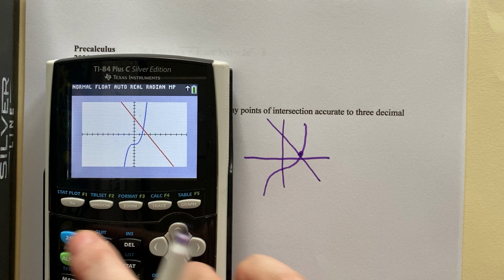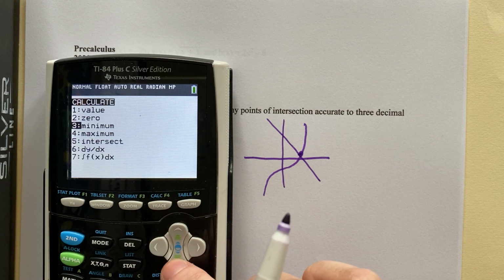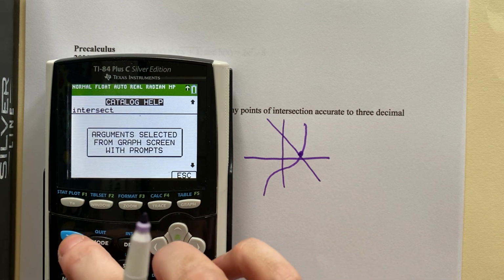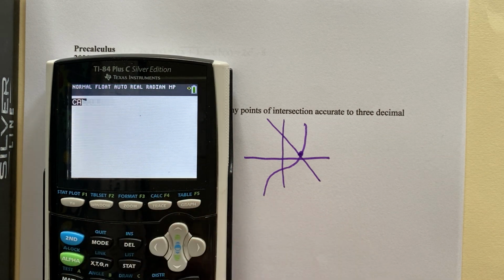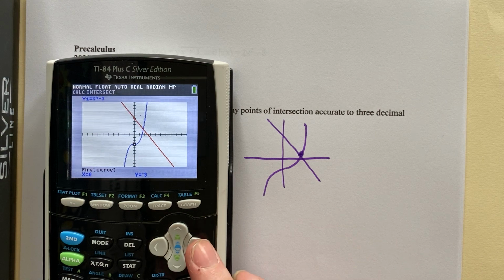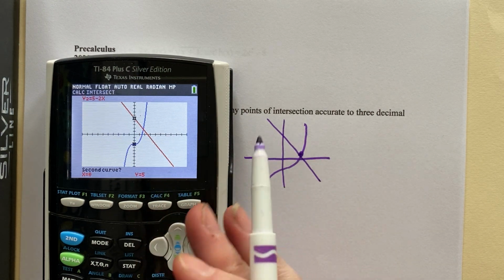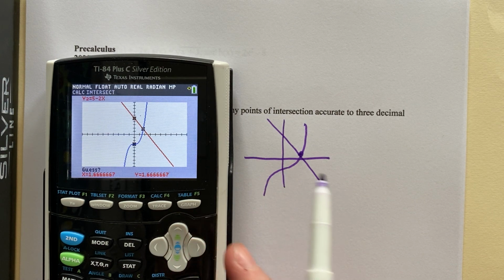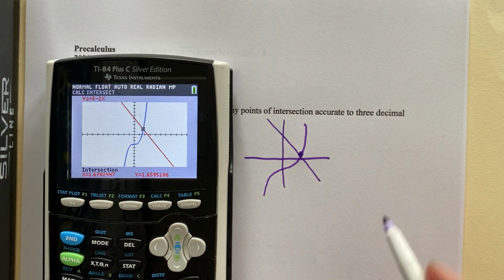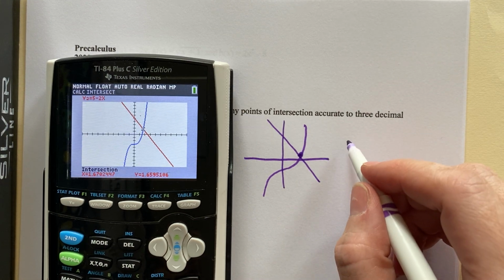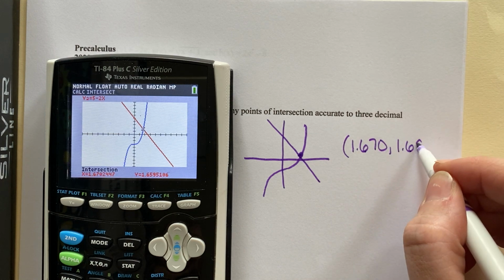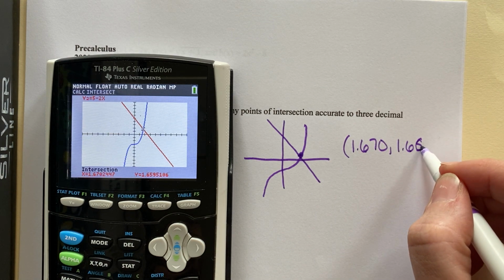So to do that, we're going to go to second trace, intersect, which is number 5. It's going to say first curve, so just hit enter. Second curve, it should automatically bump you to the second line. Press enter, and then guess, just move your cursor close to where they cross. And we're going to get a decimal, so we're going to round to 3 places. So that's 1.659, but that rounds to 1.660.